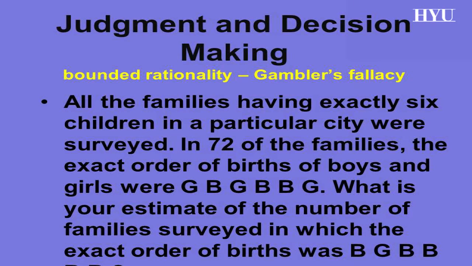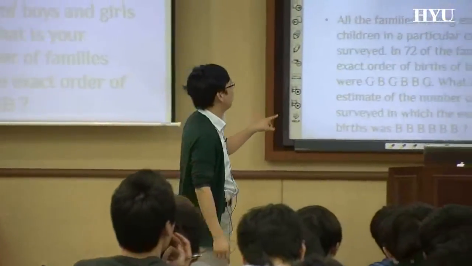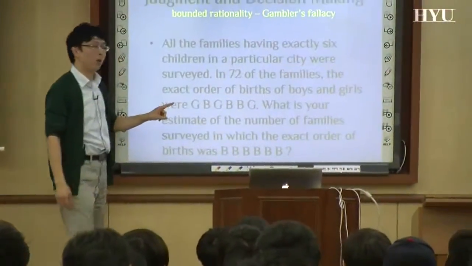This one is also not covered in our textbook, but I showed something about it last week, the Gambler's Fallacy. All the families having exactly 6 children, that is used by Tversky. All the families having exactly 6 children in a particular city were surveyed. In 72 of the families, the exact order of the births, boys and girls, was girl, boy, boy, girl, and so on. What is your estimation of the number of families surveyed in which the order was boy, boy, boy, boy, boy, boy?